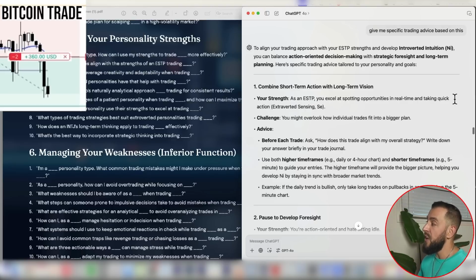Challenge yourself to see how your individual trades fit into your bigger plan. Great advice. Before each trade, ask, how does this trade align with my overall strategy? And then write down your answer. That'd be great advice for anybody. Number two, use both higher time frames, like a daily chart, and shorter time frames to guide your entries. Awesome, I do that and it's really helpful.